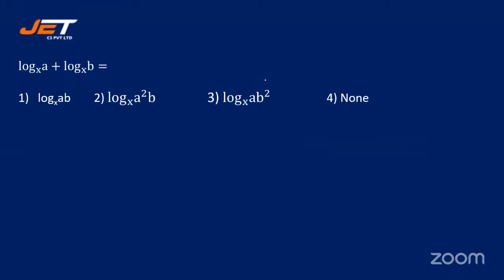Log a base x plus log b base x is equal to dash. So it should be log ab base x. Isn't it? That should be the answer. Log ab base x. All right, now let's move on to the next question.